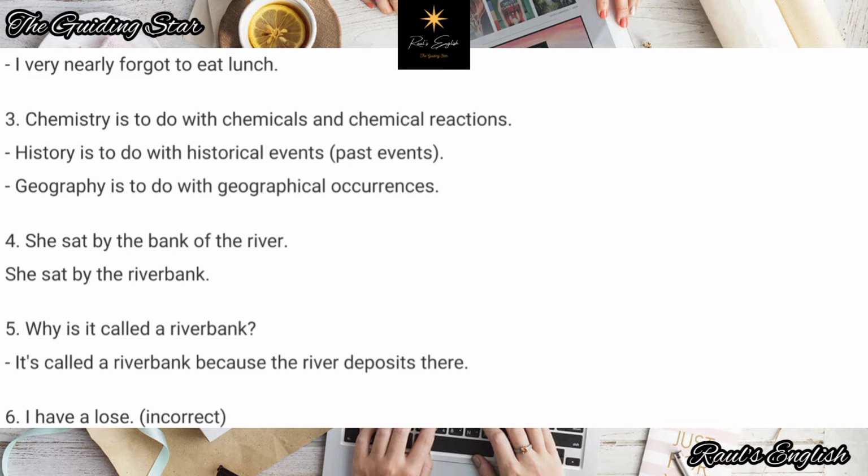So we discussed what an action was and what a reaction was, and the difference between action and reaction. Action is when you do it without any previous actions, and a reaction is an action that is caused by a previous action. So action and reaction, right? So history is to do with historical events or the past events of the past. Very good. Geography is to do with geographical occurrences.